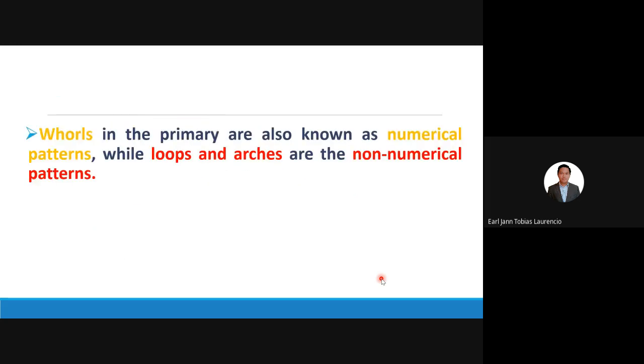So, whirl patterns are the numerical patterns. We have been saying that all along. Only whirl patterns, any variation of the whirl pattern, whether it is a plain whirl, central pocket loop whirl, double loop whirl, or accidental whirl, are the numerical patterns. Why? Because they have numerical values.